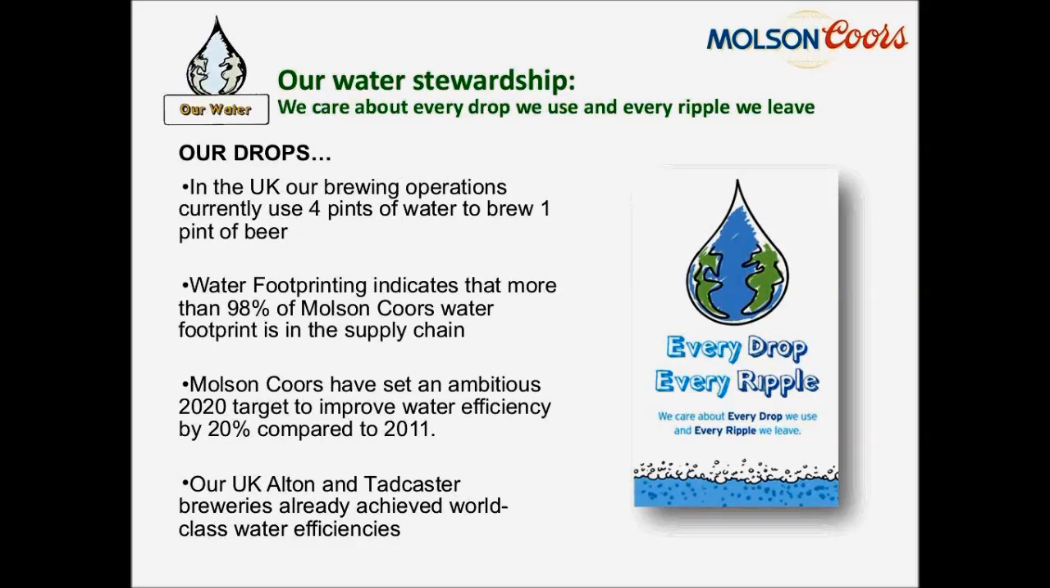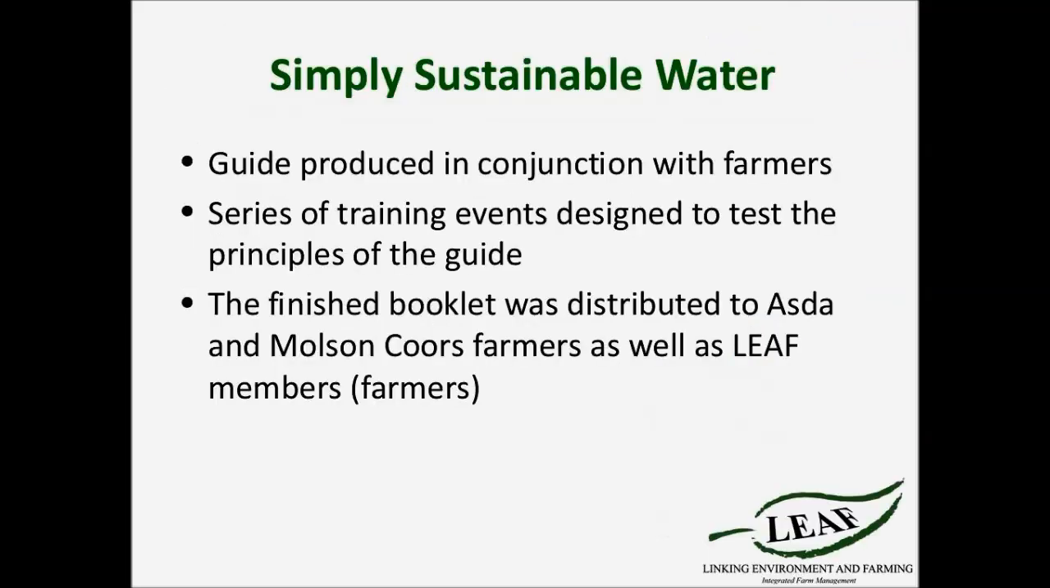And they currently use 4 pints of water to brew 1 pint of beer. So water footprinting has been very, very important for them. They've set ambitious targets by 2020 to improve water efficiency by 20% compared to 2011. And a very key part of that is engaging the farmers as well. Already they've got world-class water efficiencies within their Alton and Tadcaster breweries.